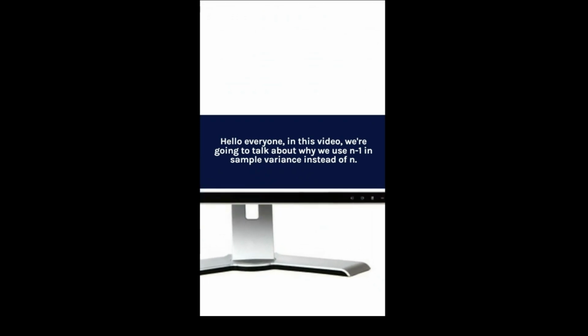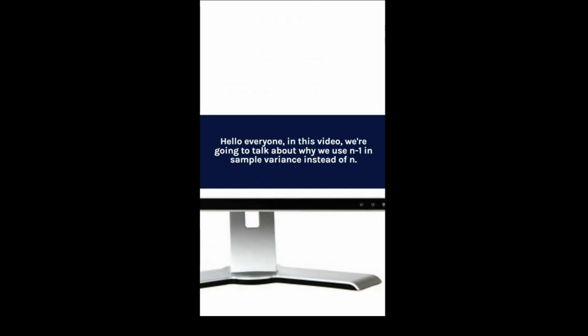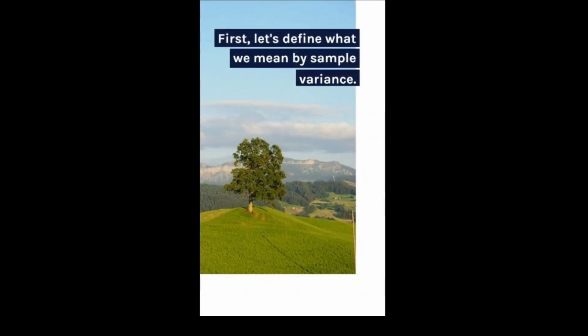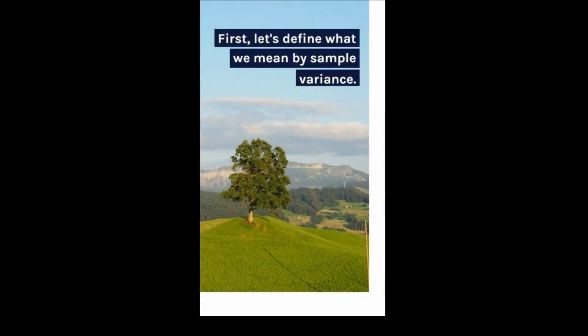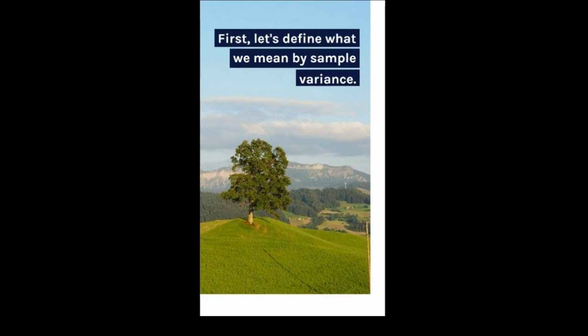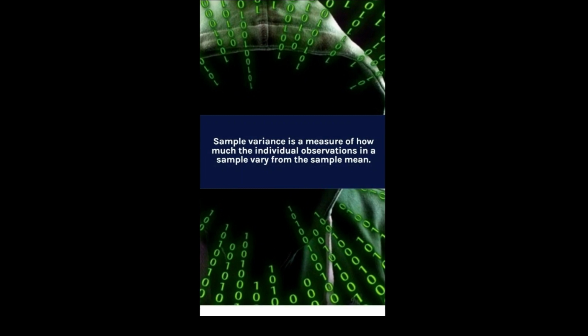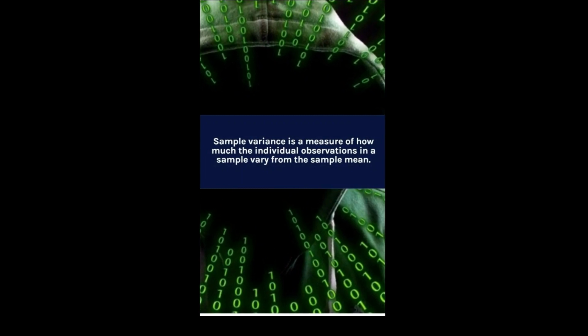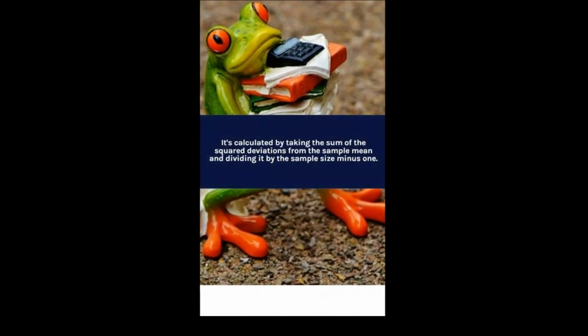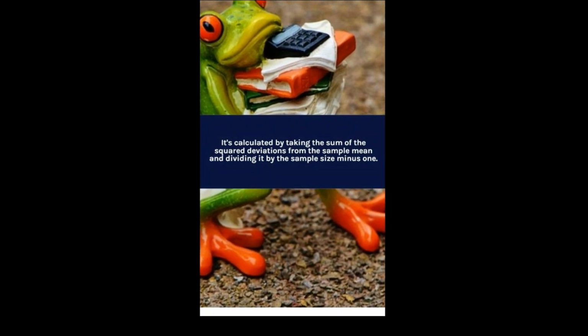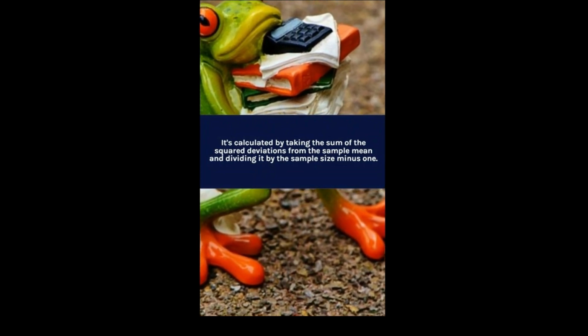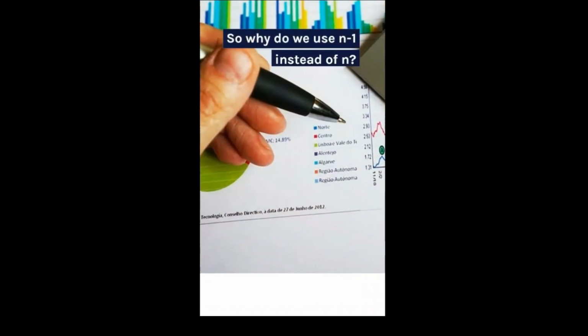We're going to talk about why we use n-1 in sample variance instead of n. First, let's define what we mean by sample variance. Sample variance is a measure of how much the individual observations in a sample vary from the sample mean. It's calculated by taking the sum of the squared deviations from the sample mean and dividing it by the sample size minus 1. So why do we use n-1 instead of n?